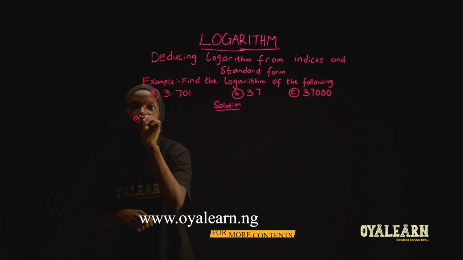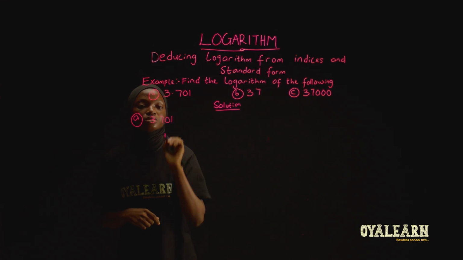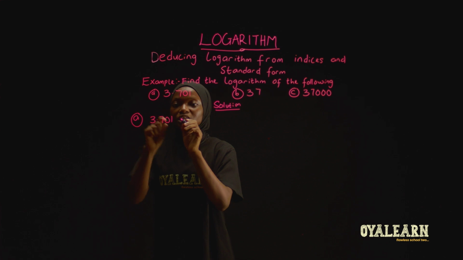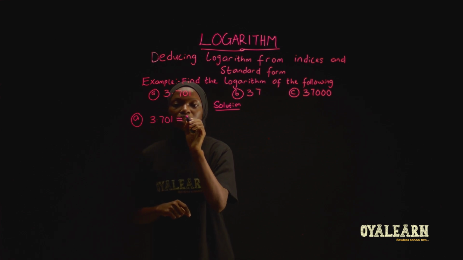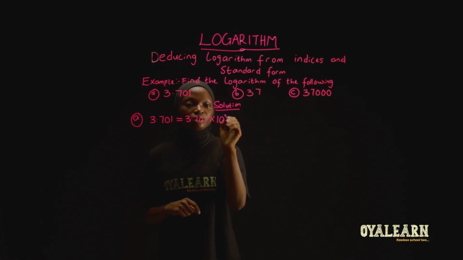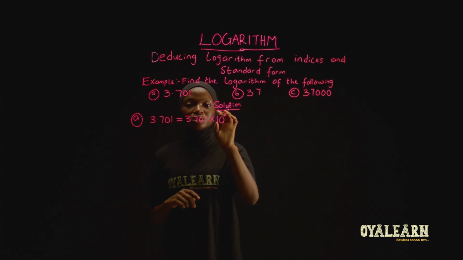A. We have 3.701. Now the first step is to express the number in standard form. 3.701 is going to give us 3.701 times 10 raised to the power of 0. Recall that 10 raised to the power of 0 is 1, and 3.701 times 1 will give us 3.701.